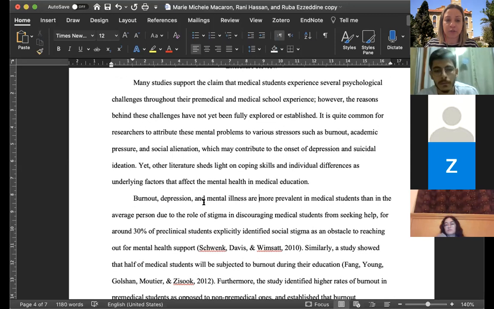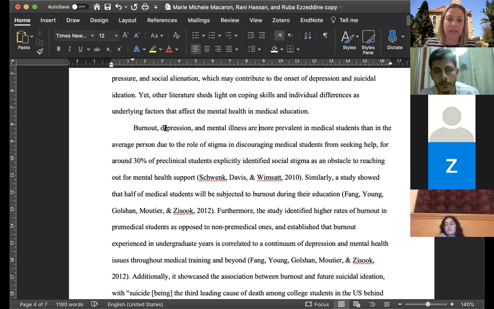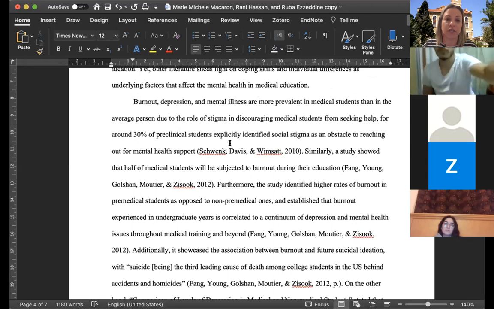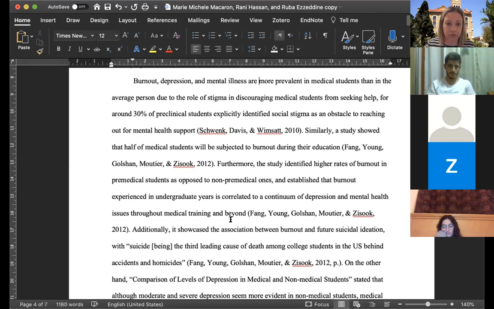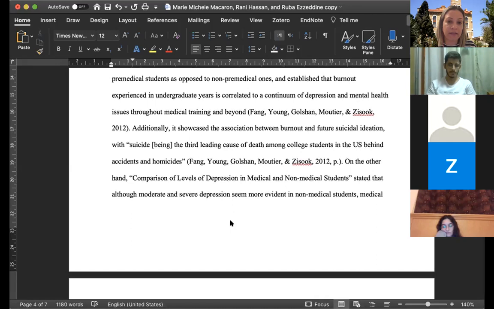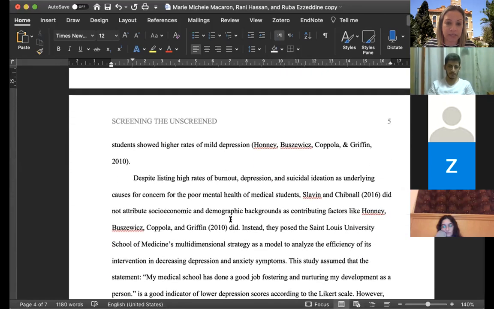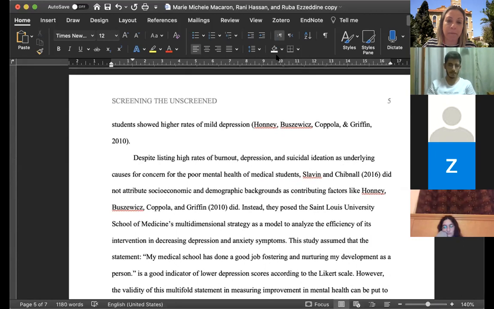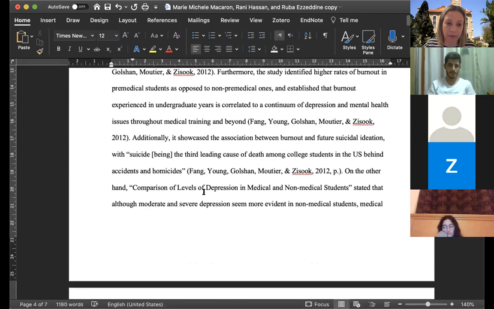So basically, they have introduced the literature. And then here they start with talking about what the literature says by citing it and comparing it. Burnout, depression, and mental illness are more prevalent in medical students than in the average person due to the role of stigma in discouraging medical students from seeking help, etc., etc. And then they cite. Similarly, a study showed that half of the medical students, so here they're listing all the research, and then what they do is they compared them within the same paragraph.